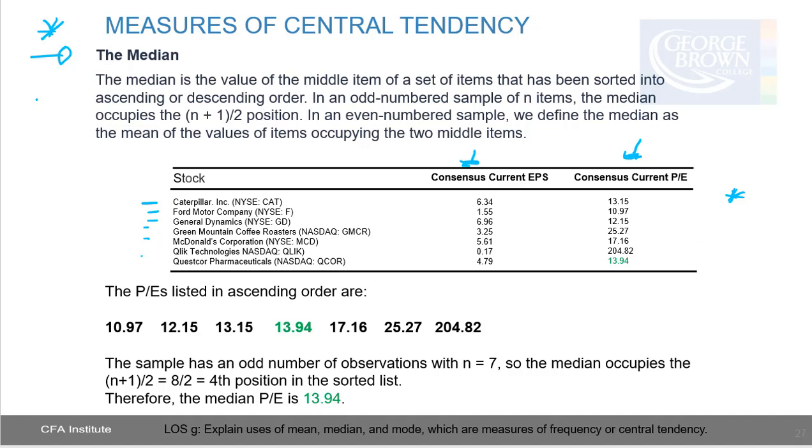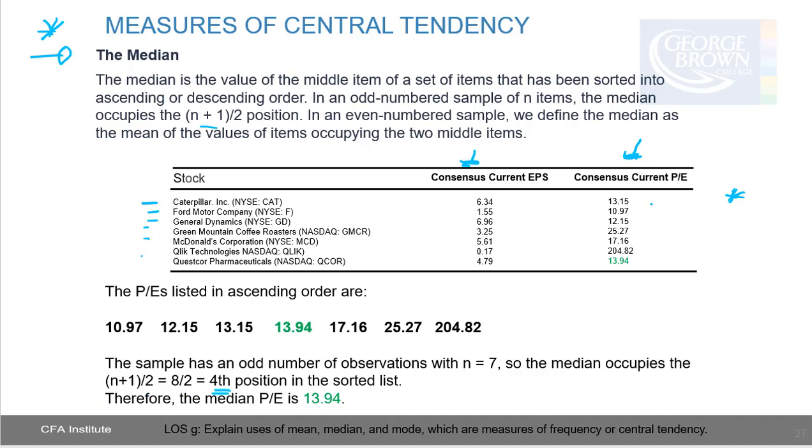So again, the median is the value of the middle item of a set of items that has been sorted into ascending or descending order. In an odd number sample of n items, the median occupies the n plus 1 divided by 2 position. So you can see in this case, there's 7 items, so n plus 1 equals 8 divided by 2, so it's going to be the 4th position.